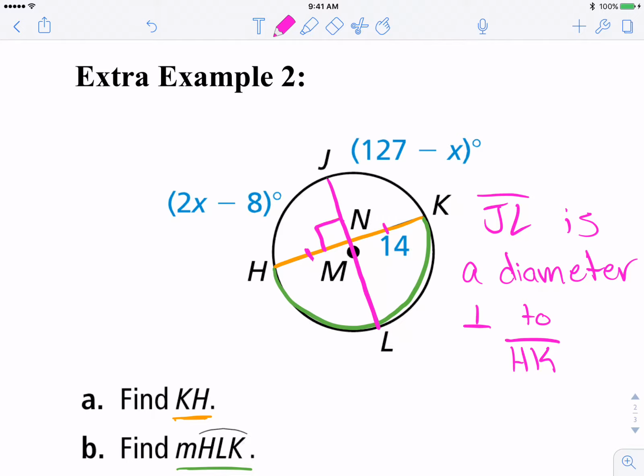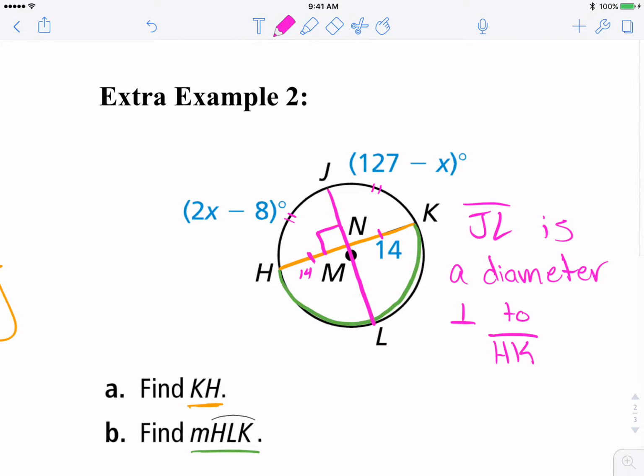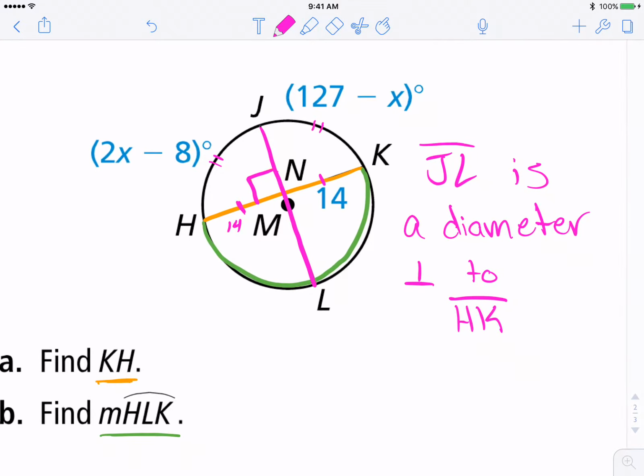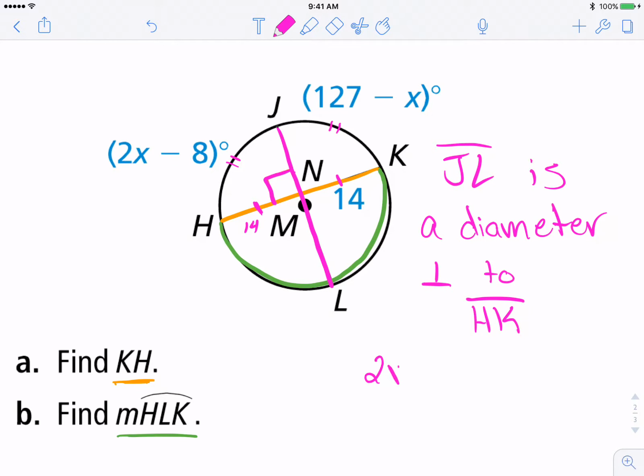These two pieces are the same. Well, if that's 14, then this one's 14. But it also bisects the arc. So I know this is congruent to that. So I know that if those two pieces are congruent, their measures are the same. So I can set up an equation. I know 2x minus 8 is going to equal 127 minus x.